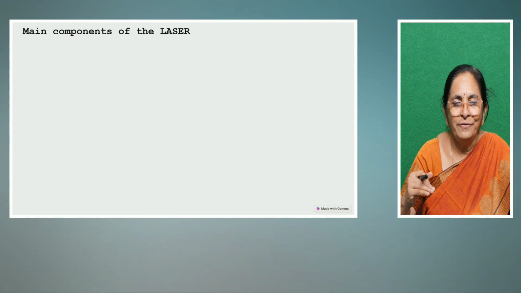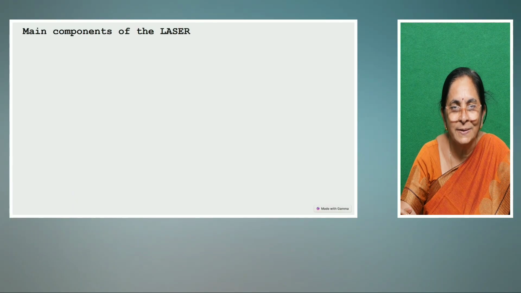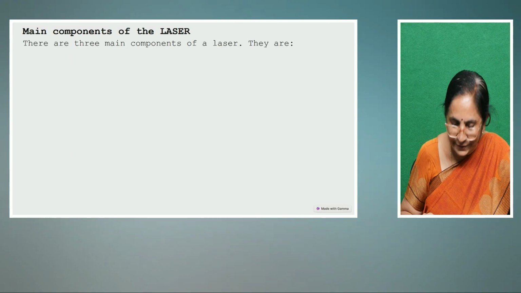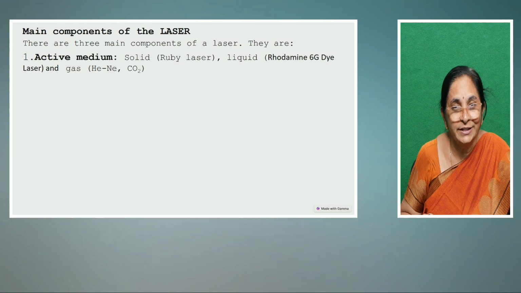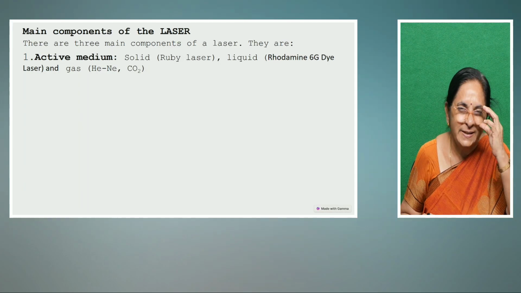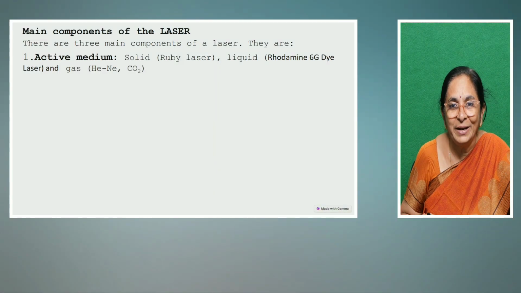So, till now we have understood everything. Now it will help us to narrate what a laser is. Main components of a laser: there are three main components. First one is called the active medium. In the previous two slides we discussed the active medium. That active medium could be solid, for example the ruby laser. It could be liquid; the Rhodamine 6G dye laser is called a liquid laser. Gas laser examples are the helium neon laser and the carbon dioxide laser. So the medium could be solid, liquid or gas.